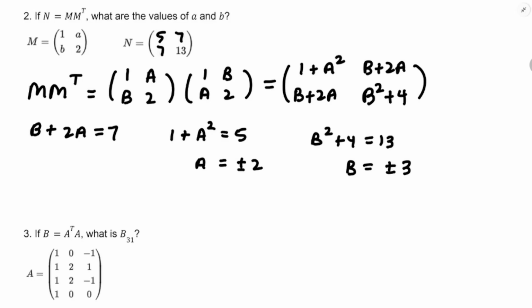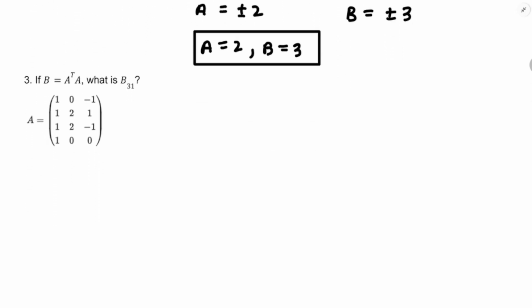I'm not sure what I thought was going to happen, but here we go. This is what we've got. Looking at the two individual equations that are narrowing A and B down to two possible values. The only way I could get B plus 2A to equal 7 would be if B was the positive 3 and A was the positive 2. So I'm going to say A equals 2 and B equals 3.